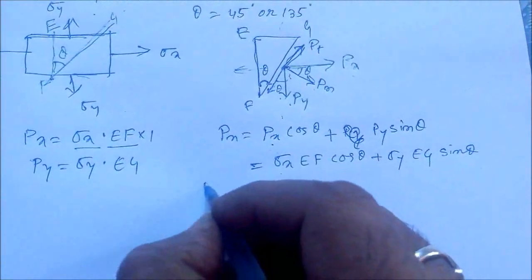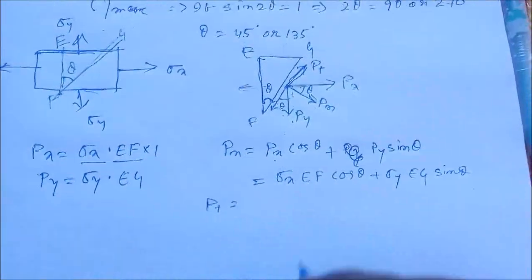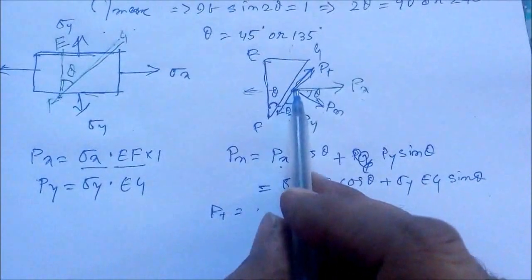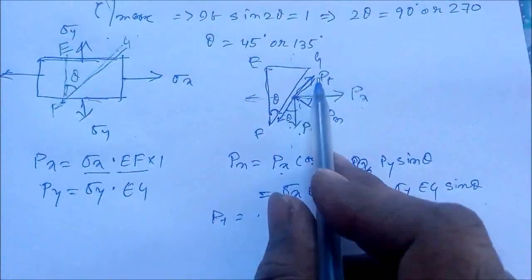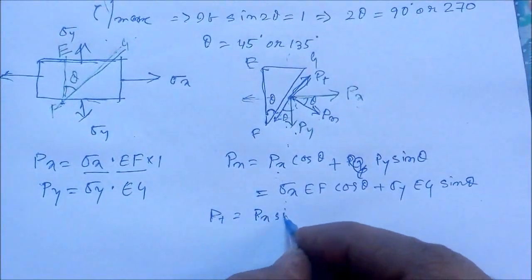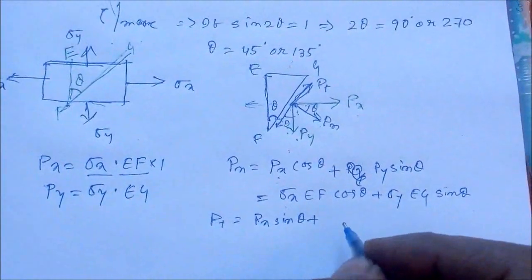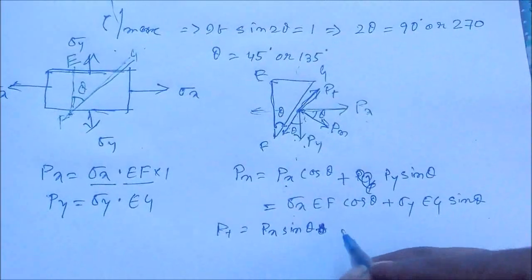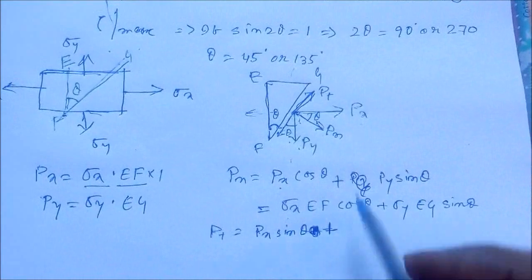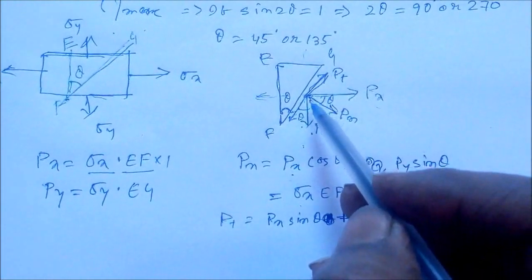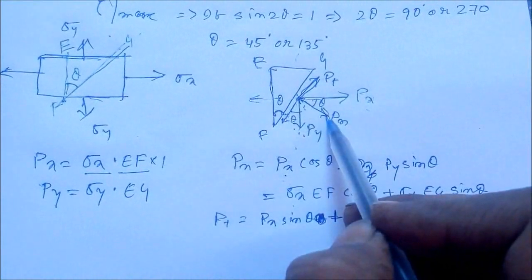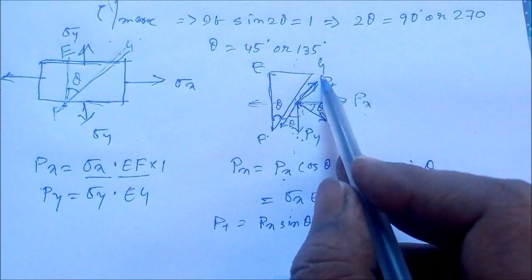And if we find out the value of Pt, the tangential force, this will be equal to Px sin theta, because this is theta, so this will be Px sin theta plus, okay, let us take it as plus, then see what is happening. Py will have two components, one acting in this direction, another acting in this direction, not in this direction.